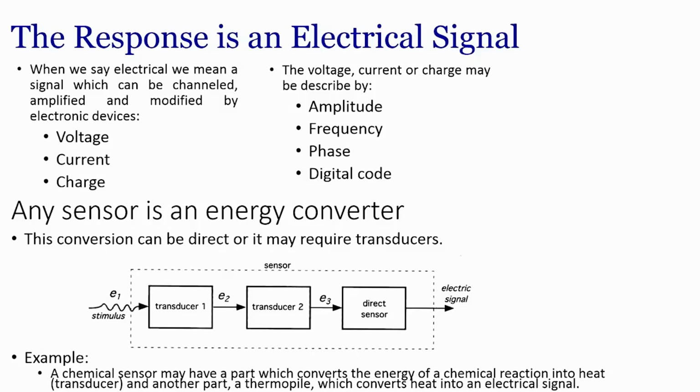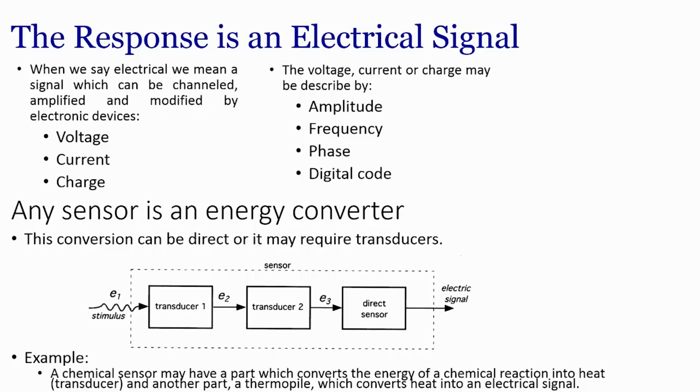Now, when you talk about these sensors, right, let us quickly understand what it means if the response is an electrical signal. So, if you see the slide, the response is an electrical signal. That means that when we say electrical, we mean a signal which can be channeled, amplified and modified by electronic devices. For example, voltage, for example current, for example charge.